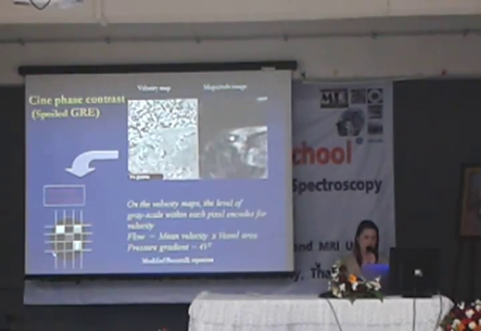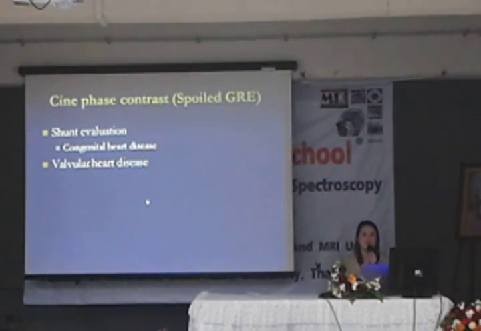And this is a magnified view of the vessel area. You will notice that there are different voxels and different grayscales of the pixels, and the different grayscales encode specific velocities. So the software can calculate flow by multiplying mean velocity and vessel area, and can calculate the pressure gradient across the vessel of interest according to the modified Bernoulli equation. We use this sequence clinically for shunt evaluation or valvular heart disease.